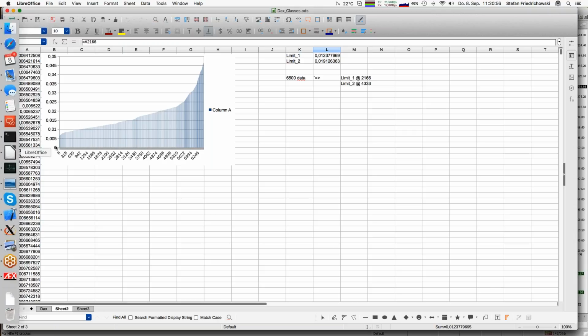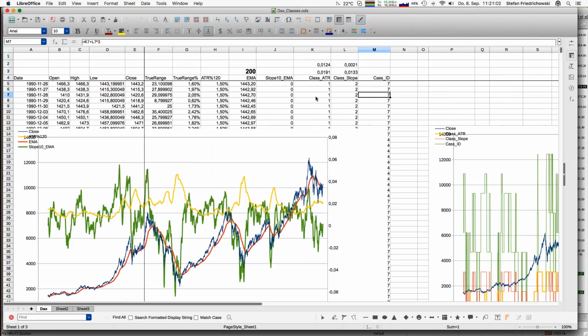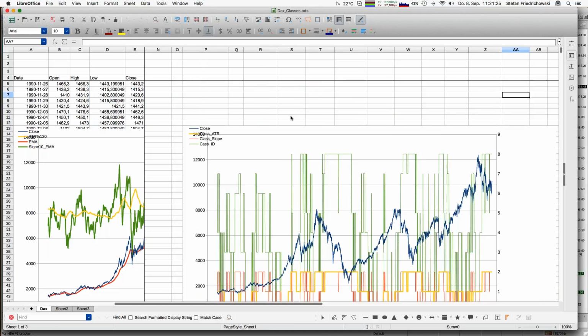We have done the same for the EMA, and that finally ends up here with our class numbers, and simply by multiplying in a certain way, then we have a unique class identification number for all data sets within the 25 years of DAX. We look at that in a chart, and more or less we might identify already there something which might be profitable, at least some ideas.